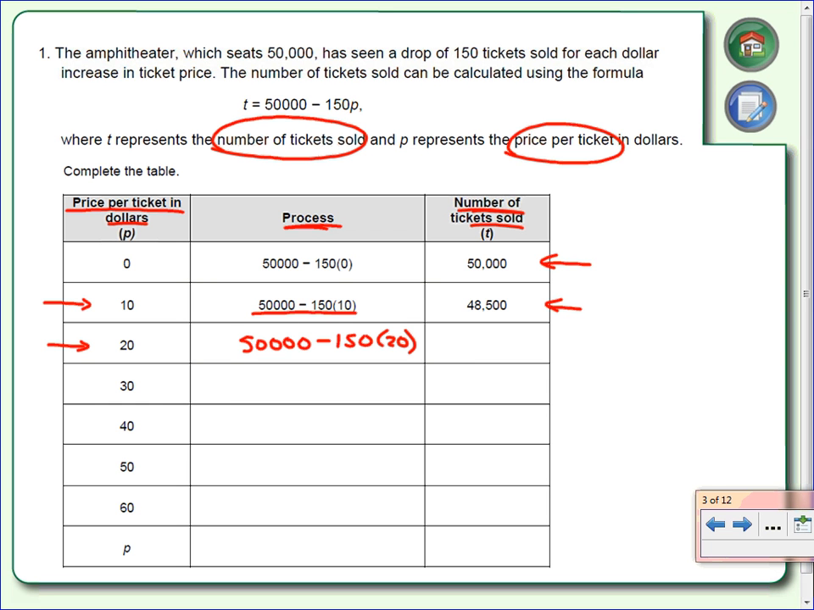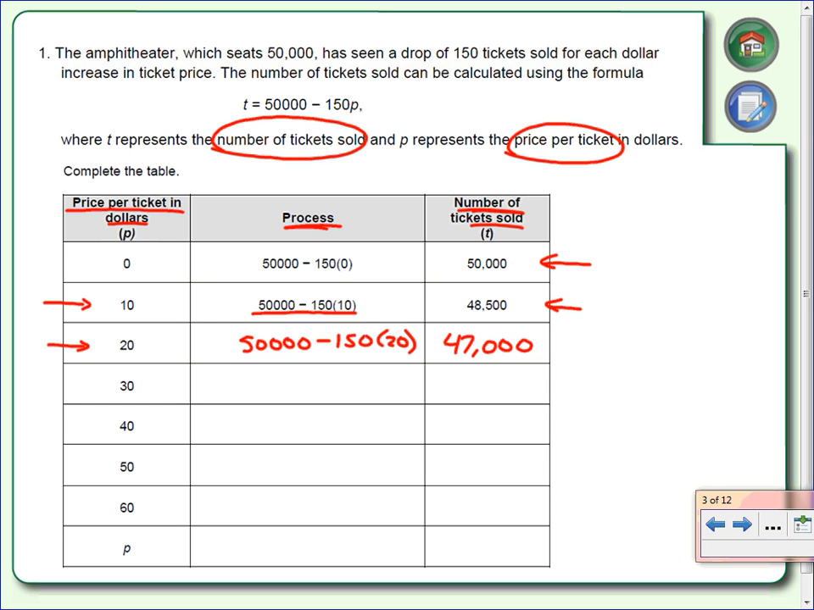47,000. In other words, if I were to sell the ticket for $20 a piece, we're expecting about 47,000 tickets to be sold.